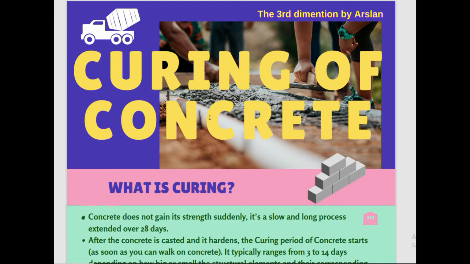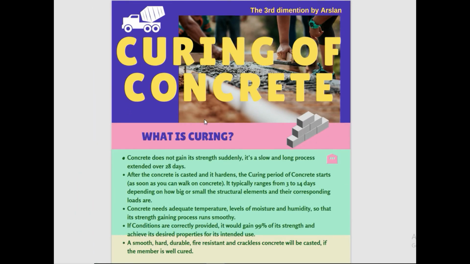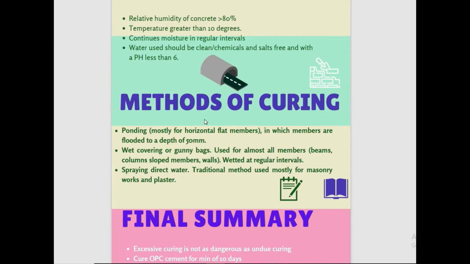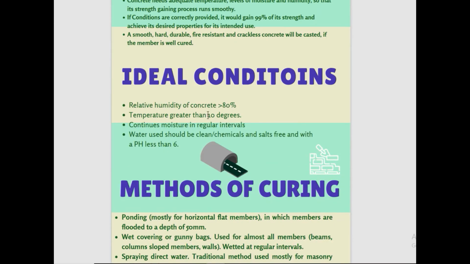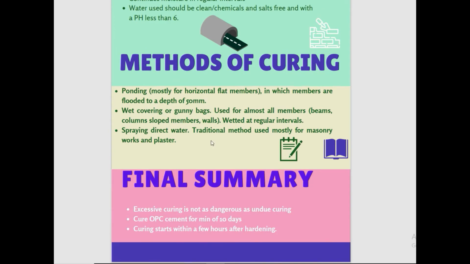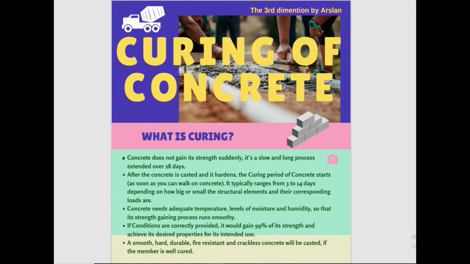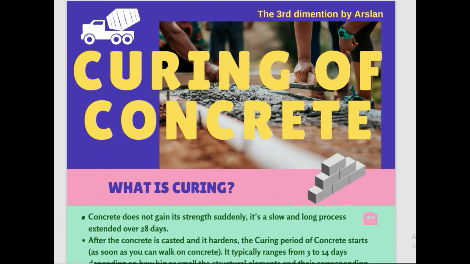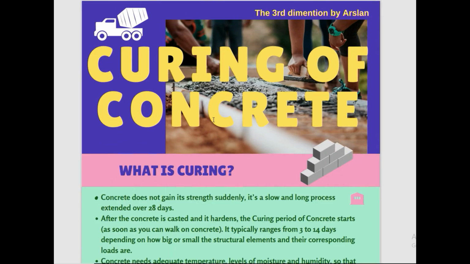What is the curing of concrete? Well, we have an infographic prepared in which we have a few thumb rules, a few methods, and some ideal conditions, and then we have the final summary in the end. So, what is the curing of concrete? Curing is the period in which concrete gains 99% of its strength while we provide suitable conditions for it to do so. So that's the definition of curing.